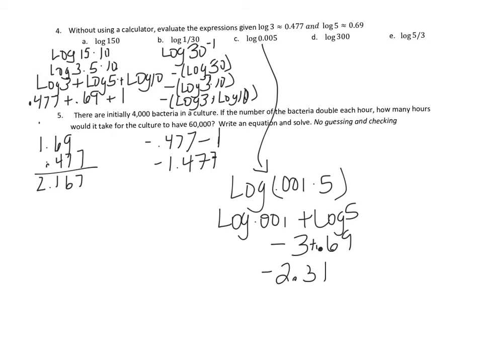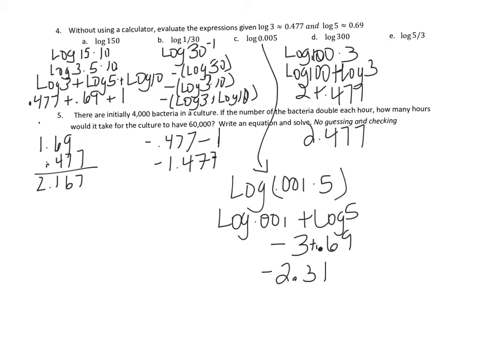Part D, the log of 300. Log of 100 times 3. That's how I see it right away. And that's the log of 100 plus the log of 3, which is log of 100 is 2, plus 0.477. So you get 2.477.